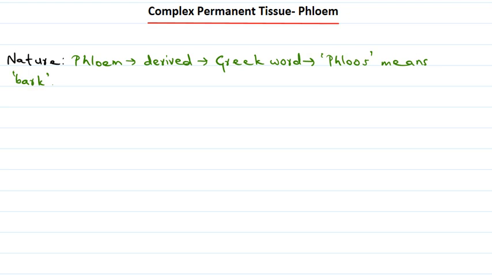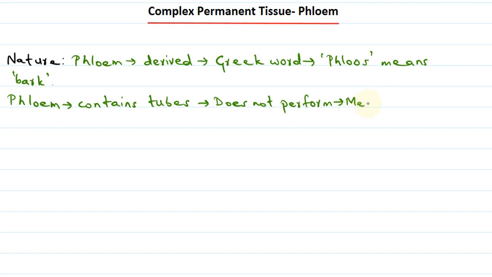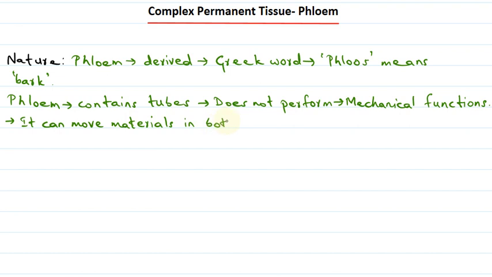The phloem is also a complex tissue. It is a type of complex permanent tissue, and it contains tubes but performs no mechanical function. It does not perform any type of mechanical functions. Now, what can this phloem do? It can move materials in both directions.